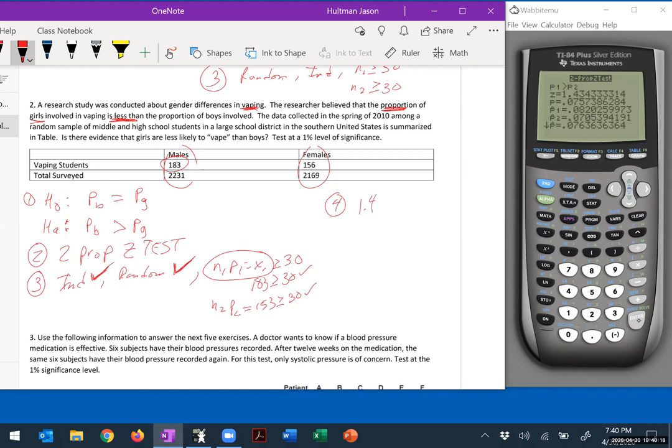This is 1.43, I'll put 1.434 as my z-score. And then what's the p-value? The p-value is 0.076, I'll say. And that is greater than 0.05, which is our default significance level. So what does that tell me? That tells me that there was no significant difference here.